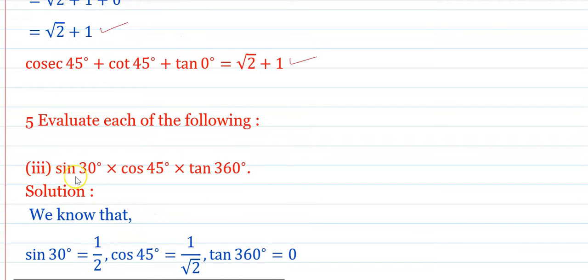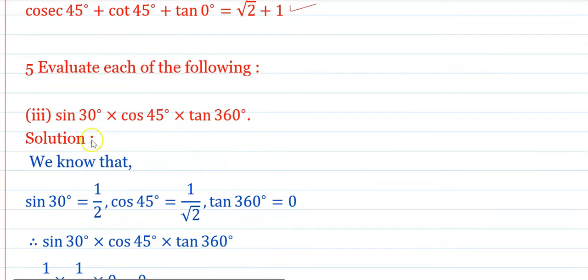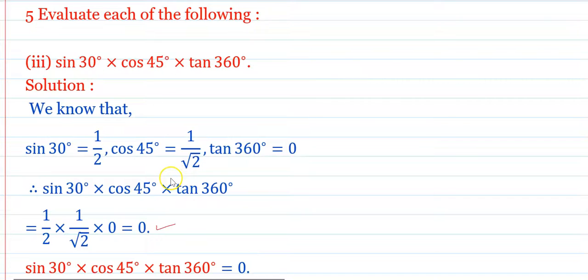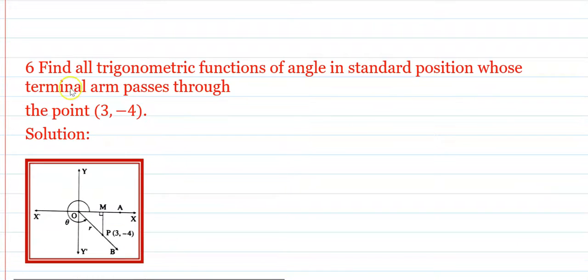Next, sin 30 into cos 45 into tan 360. Overall, tan 360 is 0, so the whole product will be 0. Sin 30 is 1 by 2, cos 45 is 1 by root 2, tan 360 is 0. So 1 by 2 into 1 by root 2 into 0, overall you will get 0.